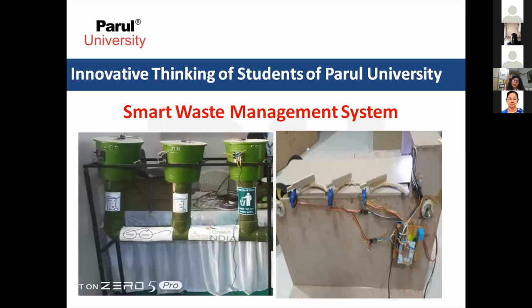Similarly, another innovative thinking of a student of Parul University is a smart waste management system, where the whole waste is segregated into three parts with the help of sensors. Then the solid waste can be shredded and disposed of. The liquid or the gray waste can be converted into compost. So this is going to be implemented in the VMC of Vadodara.